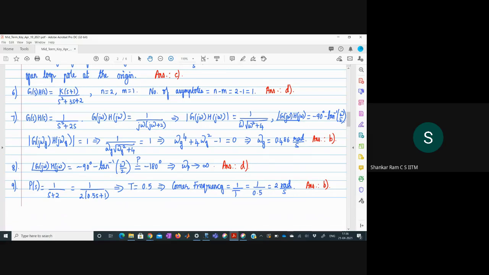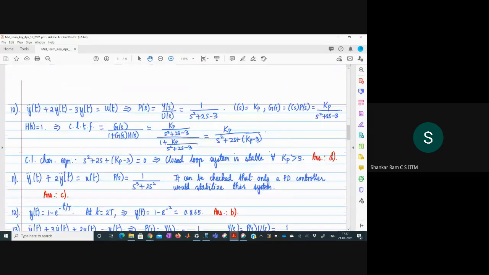The plant transfer function is 1 by s plus 2. Please note that we need to put it in the standard form, 1 by Ts plus 1, right? So if you put in that form, capital T comes to be 0.5, but the corner frequency is 1 by T, right? So that becomes 2. So the answer is choice B.